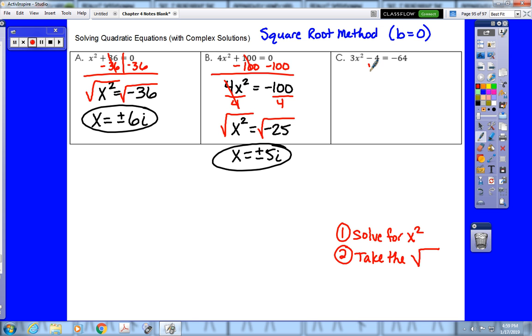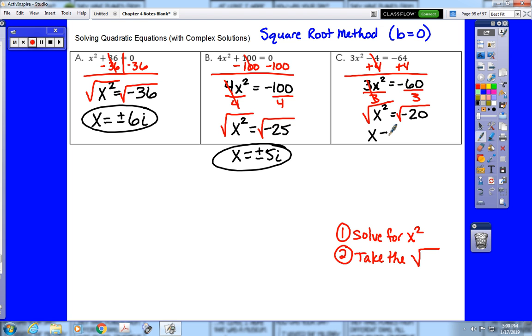Final example, we would start by adding 4 to each side, which would give us 3x squared equals negative 60. Then we would divide each side by 3, which would give us x squared equals negative 20. We take the square root, and in this case, 20 is not a perfect square. So again, we've talked about this as well. The square root of 20 is plus or minus 2 root 5. So the square root of negative 20 would be plus or minus 2i root 5. That negative on the inside simply becomes an i on the outside, and then we reduce the root like we normally would.